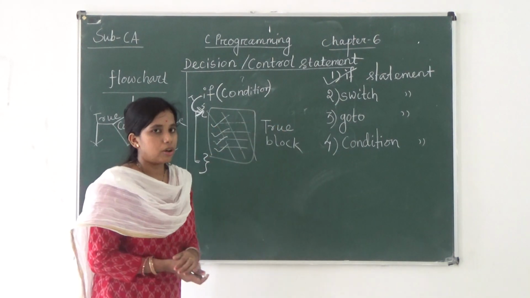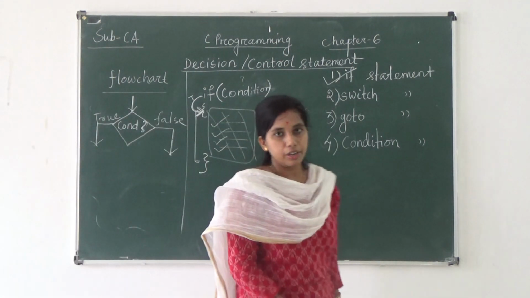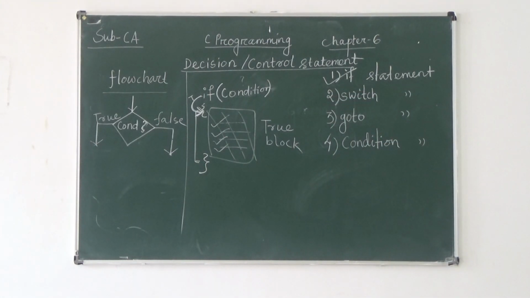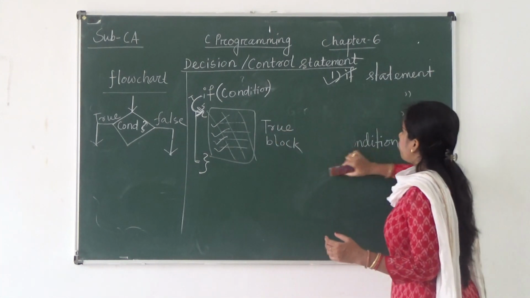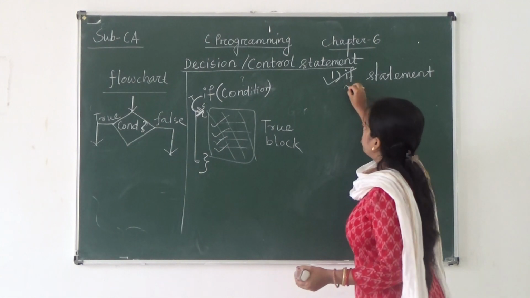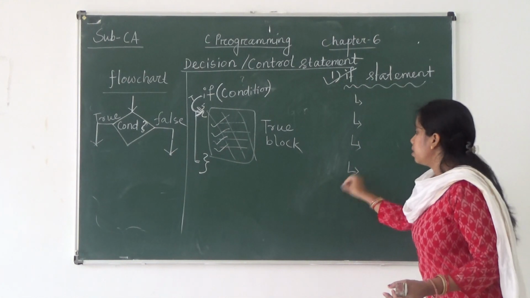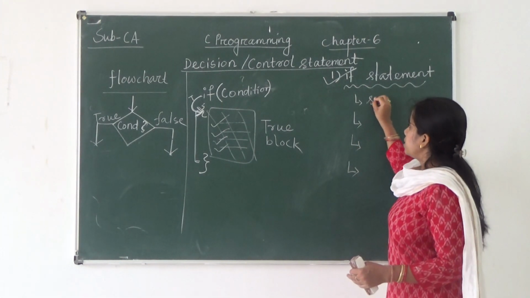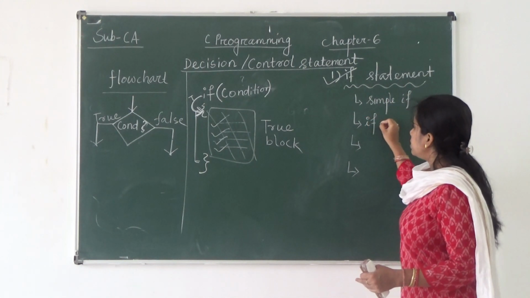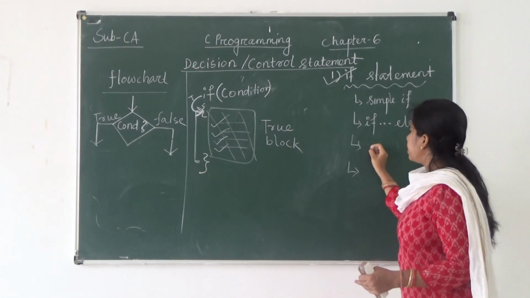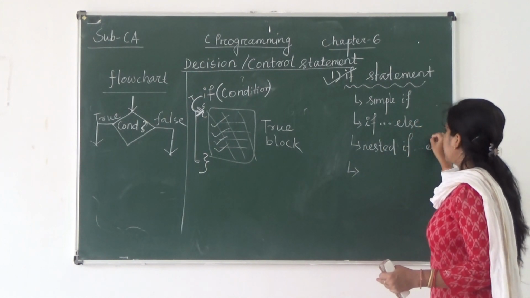Then what about the false block, or what about the false part? Okay, I will tell you that, but before that let me tell you one thing: the different categories of if. Then I will tell you regarding the false part, how to write that. So, if statement is again categorized into four types. First one is simple if. Second one is if else. Third one is nested if else.